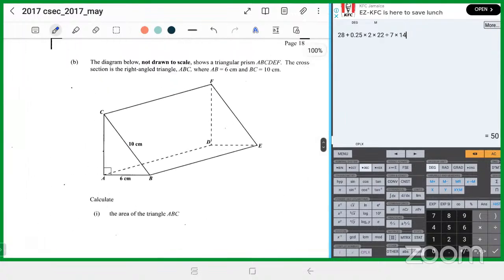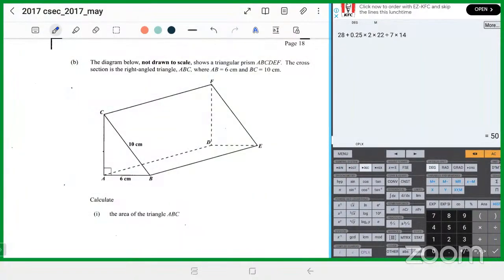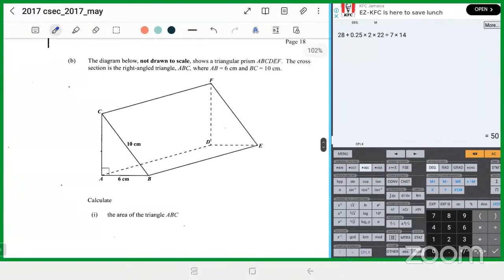That is the topic that we just came off. We actually did a question like this in the classwork. As you look at this, you see that it has a 6, 8, 10 triangle. So this side automatically is 8 centimeters. You must recognize that, a 6, 8, 10 Pythagorean triple. But let's answer the question. It says, the diagram below, not drawn to scale, shows a triangular prism ABCDEF. The cross section is a right angle triangle ABC, where AB is 6 centimeters across here, and the hypotenuse is 10 centimeters. So right here is 8.